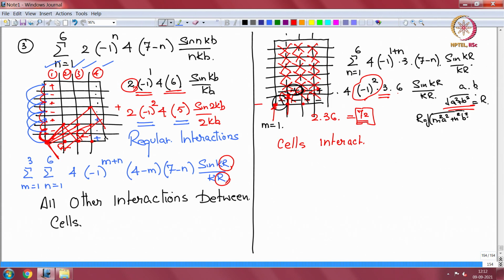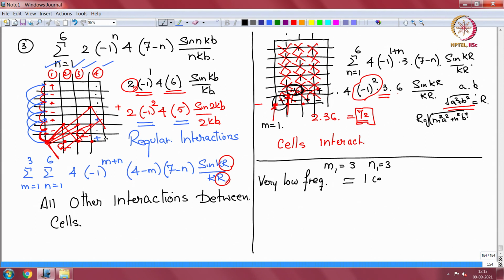Now let's see here. I'll give you one more insight here. Suppose I take this case to demonstrate. I want a small case to demonstrate: m1 is 3 and n1 is 3. Okay, so it's a 3 by 3 mode. Okay, and we are at very low frequency, very low frequency. We said that the entire panel should be equal to 1 cell, right?